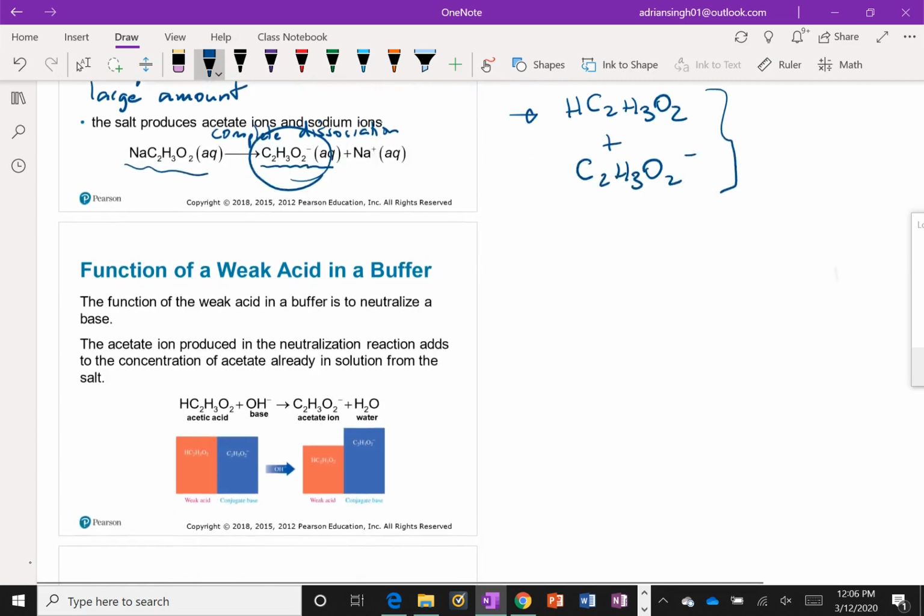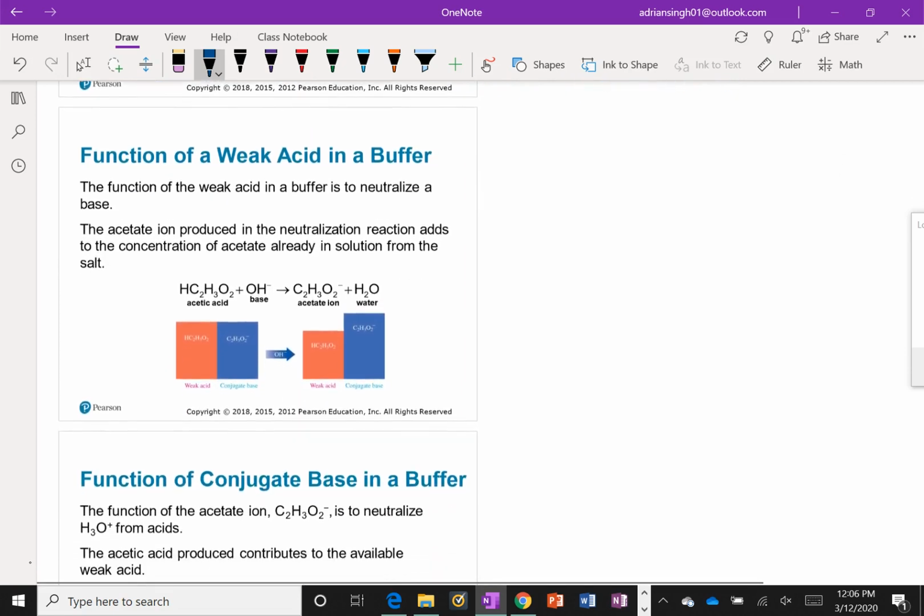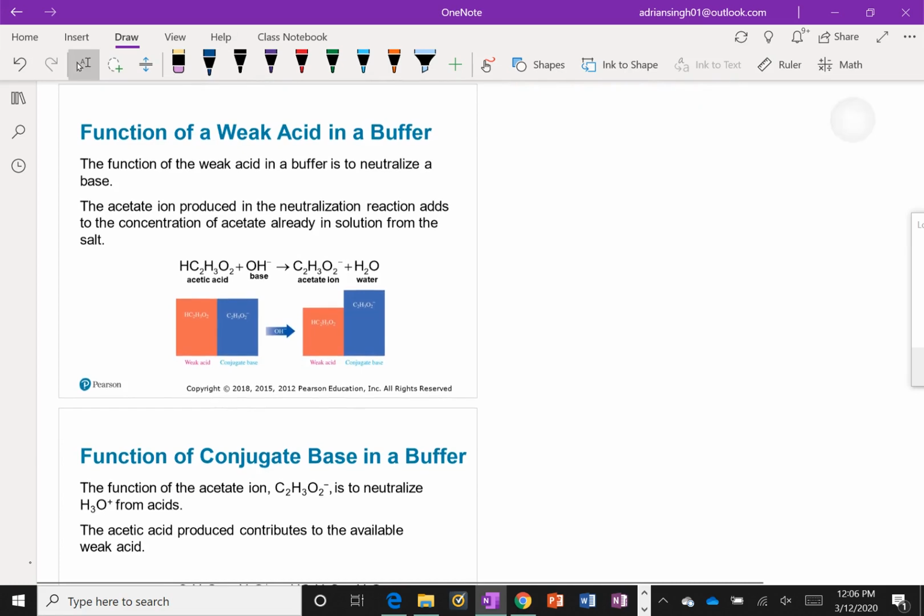And both of those components are going to have functions in the buffer that will help it do what buffers do. So let's take a look at each of them in turn. So the first thing we'll take a look at is the function of the weak acid.